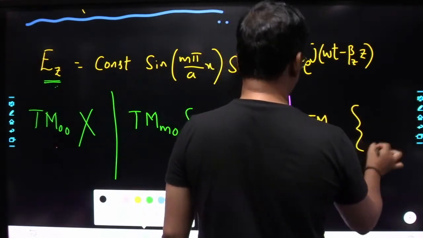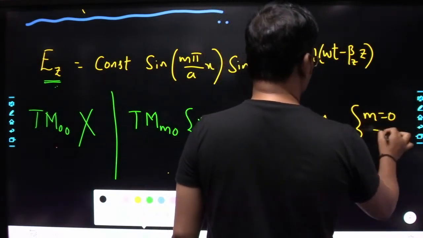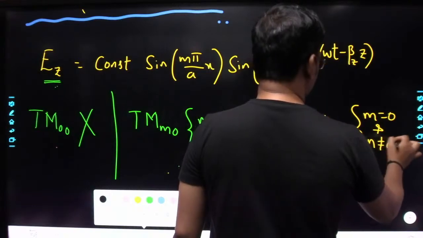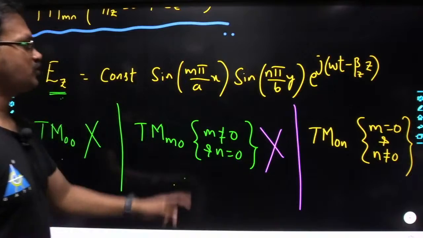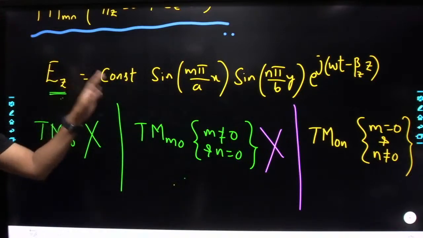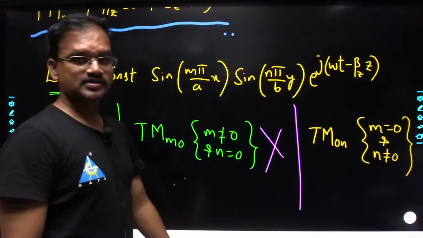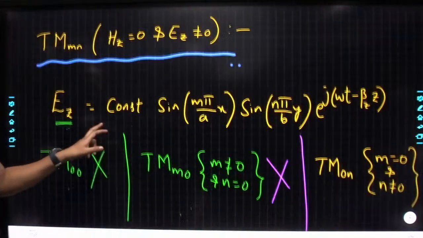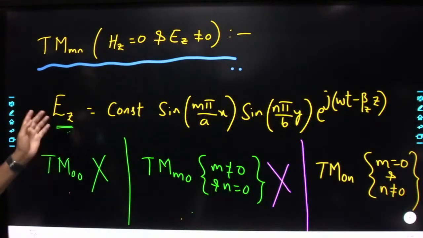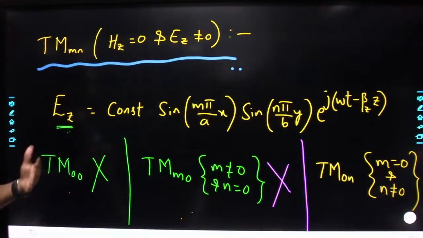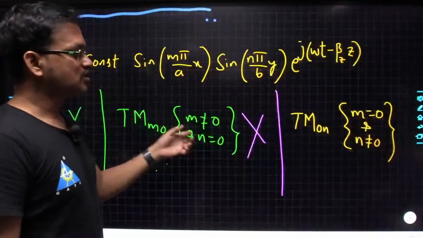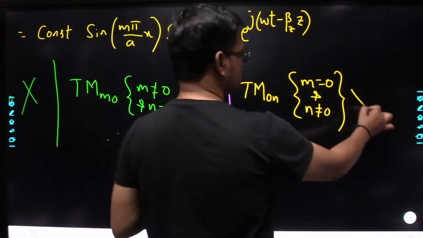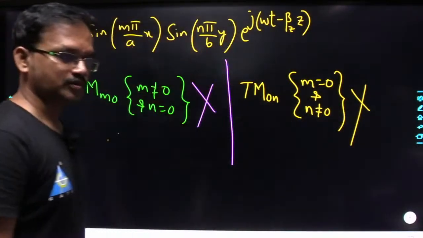TM0n mode. So that is here m equal to 0 and n not equal to 0. Here also, if you put m equal to 0, the field component will become equal to what? 0. Yes or no? So if Ez becomes 0, already Hz equal to 0. So if Ez and Hz become 0, all the transverse field components will also become equal to 0. So that's why this mode is also not at all possible, right?